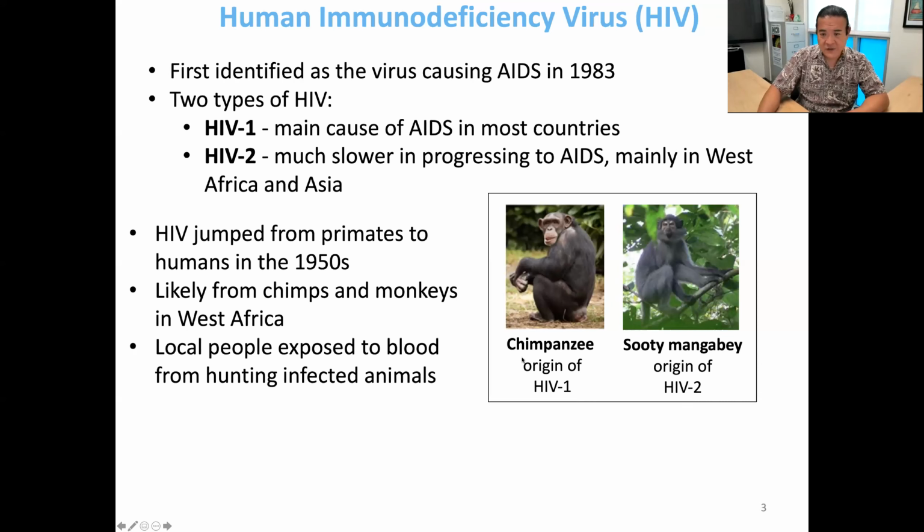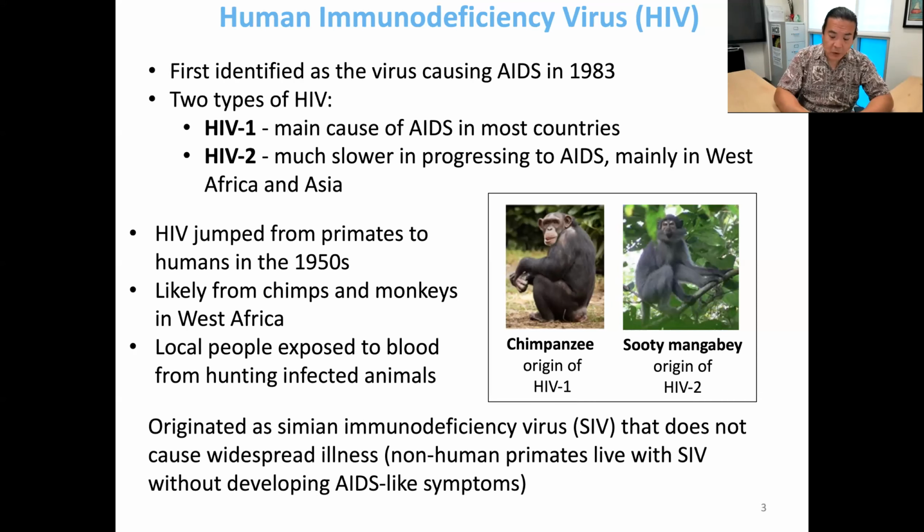And even though they think that this jump happened in the 1950s, it probably happened because you had local people who lived with these monkeys in the rainforest, in villages where they maybe hunted these types of animals for food. And then as part of hunting and eating these animals, perhaps they were exposed to the infected blood from these primates. Importantly, in these primates, of course, HIV wasn't HIV.